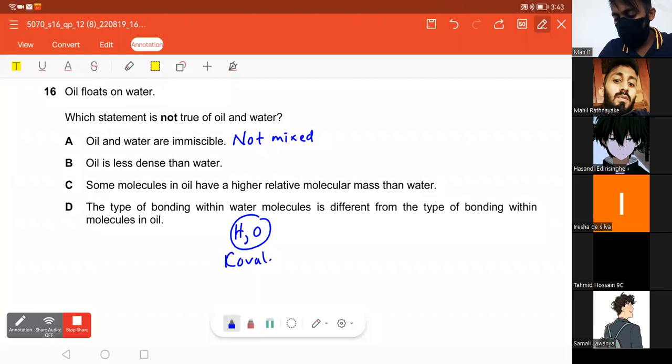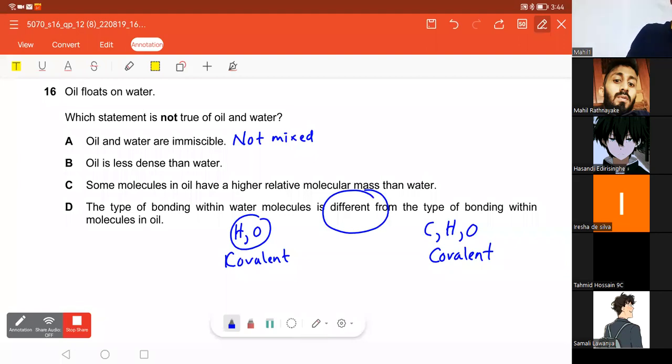Covalent. What are the elements present in fat? In bio, you are all doing it. What are the elements? Carbon, hydrogen, and oxygen. You don't need to worry about fatty acid structure. Somehow these are also covalent. Both contain covalent bonds. Therefore, you can't write the attraction forces are different. Attraction forces are the same. Why? Both are covalent compounds.